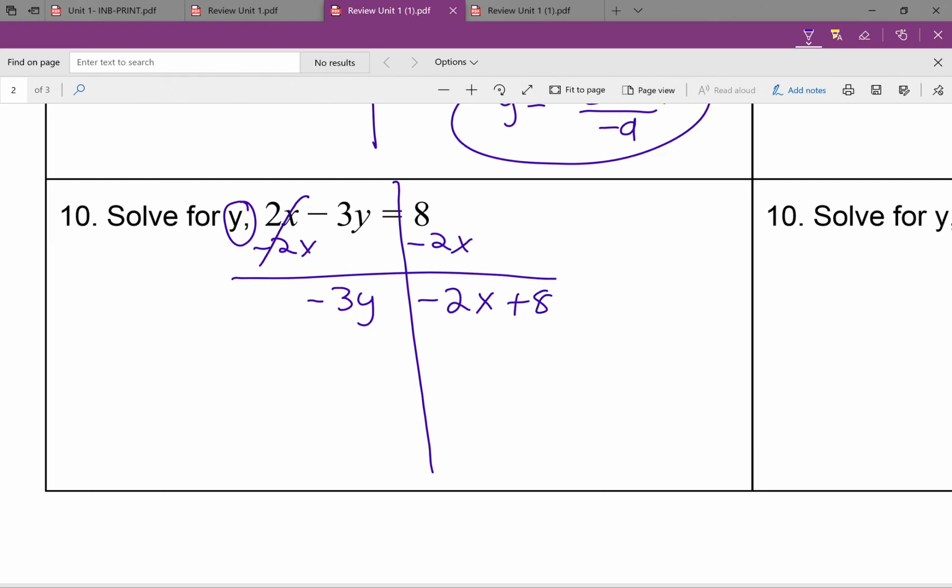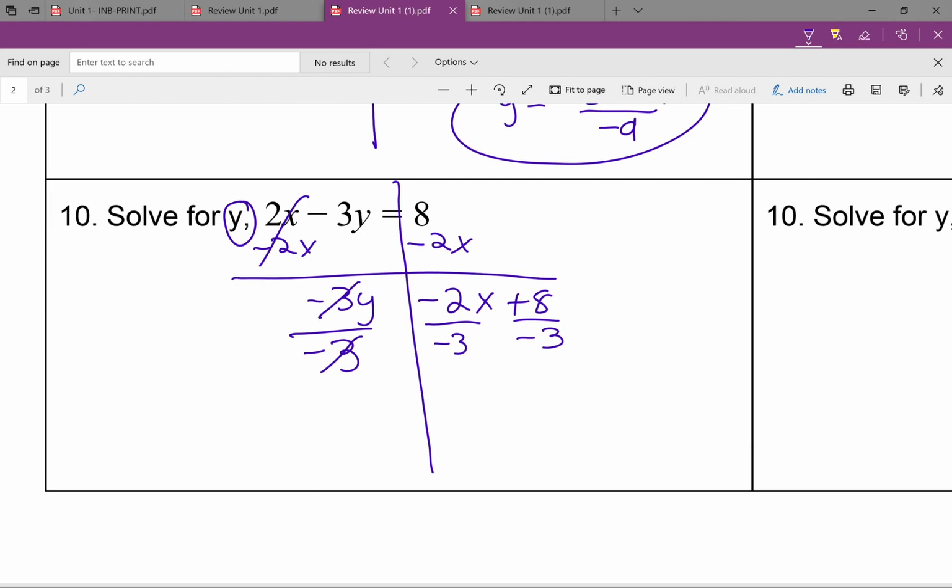Remember, it's important to include your x's before your numbers. So that's why I wrote -2x and then plus 8. Okay, last thing I'm going to do is divide by -3. That way, these -3's cancel, and I can see what I'm left with on the other side. So I'm going to divide this term by -3 and this term by -3 because I want to see if anything can simplify.